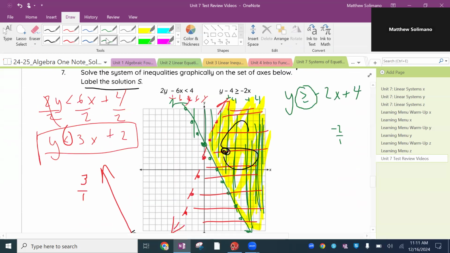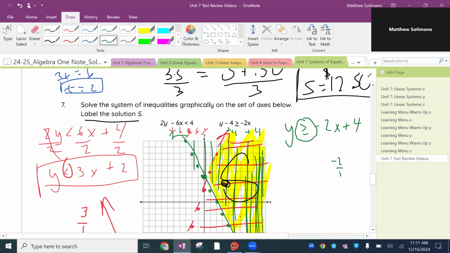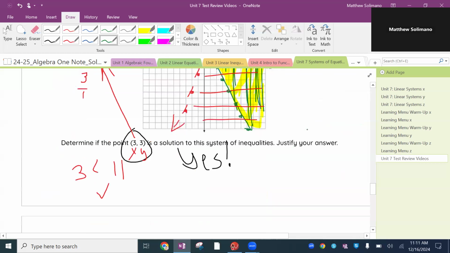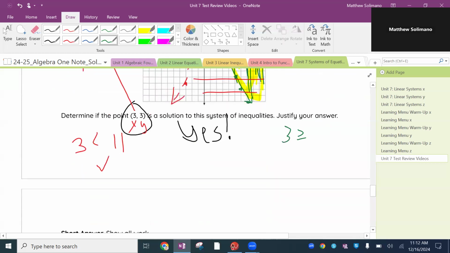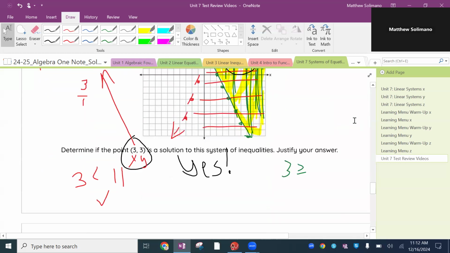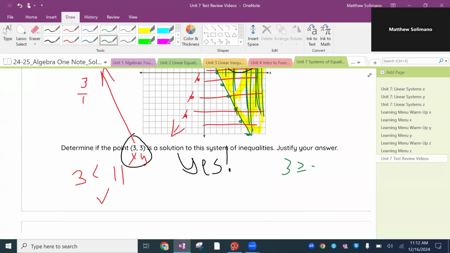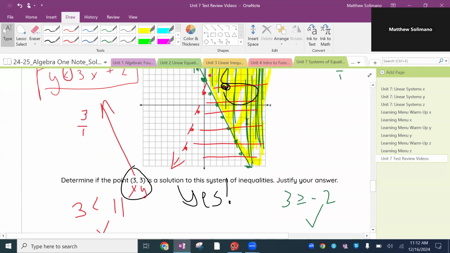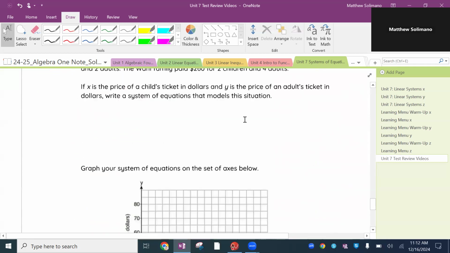And if I plug in 3, 3 to that green equation, 3 is greater than or equal to negative 2 times 3, which is negative 6. I plugged in a 3 for the x here. So that's negative 6 plus 4 is negative 2. So 3 is also greater than negative 2. So it's in both solutions. So that's another way to check if you were confused graphically.